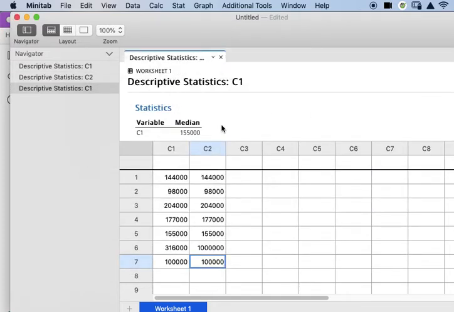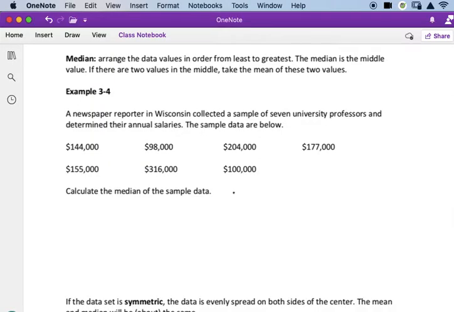So I get a median value of $155,000. That's the middle value in this data set. You could probably figure it out pretty easily by hand if you want. That's this 155. There are 3 values below that and 3 values above that.